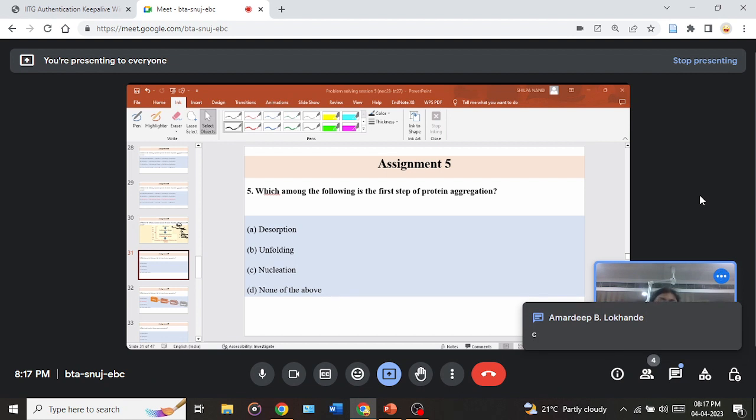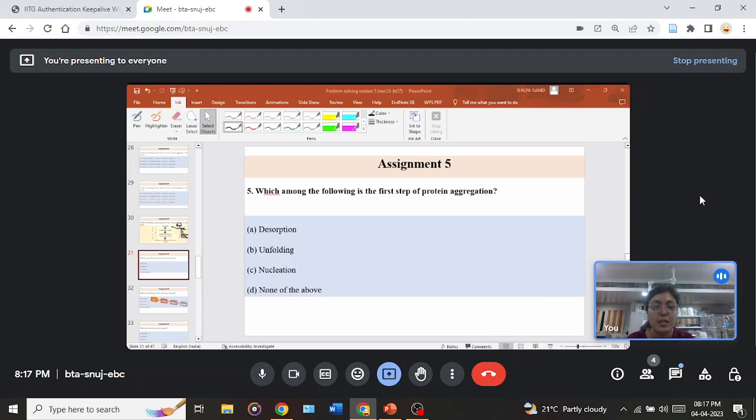Answer C. Okay, so Amardeep is saying that nucleation is the correct answer. We will see. Can you recall what the first step of protein aggregation is? Just now we went through the figure with the four events: first adsorption, then conformational changes, then formation of nuclei, and lastly formation of aggregates. So how can you say that option C is correct?